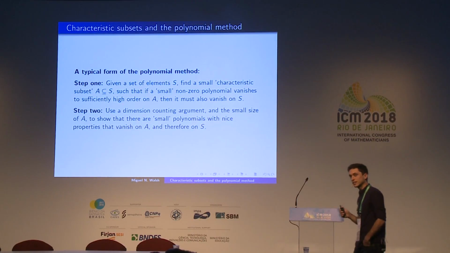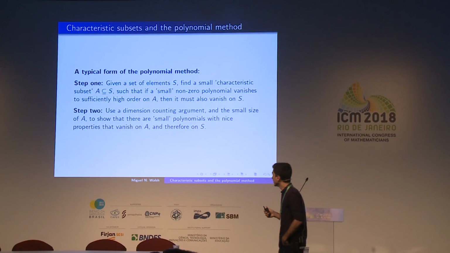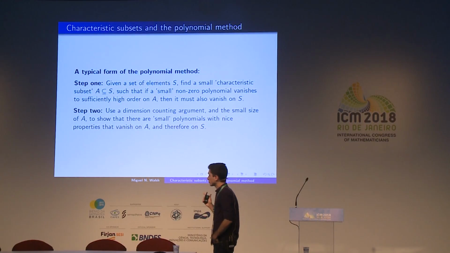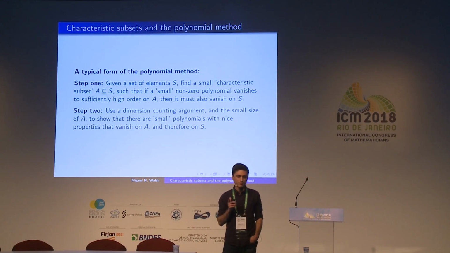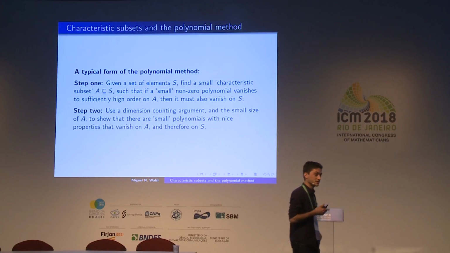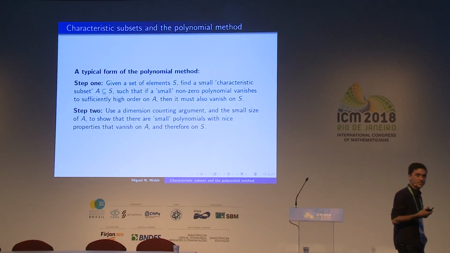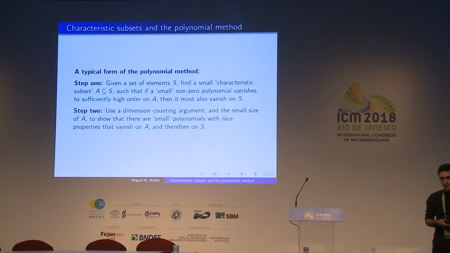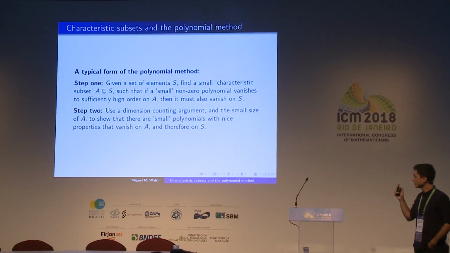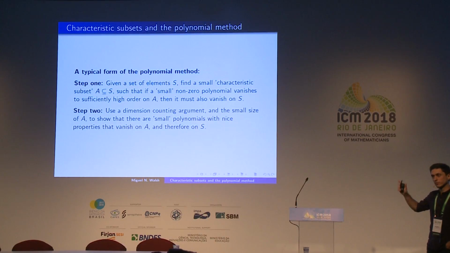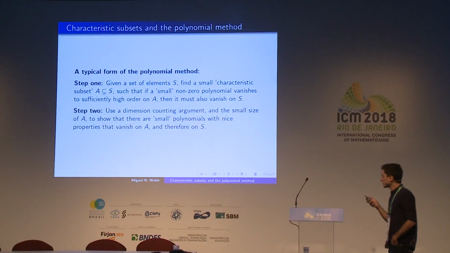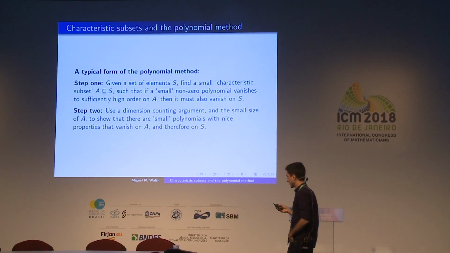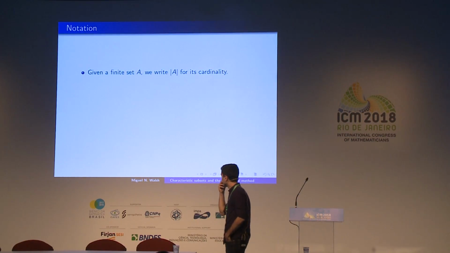So step one, locate a characteristic subset that controls the whole set. Step two, use some sort of dimension counting argument to find a polynomial that vanishes on the smaller set. Since the set A is a smaller subset, it should be easier to find polynomials with nice properties that vanish on the small set and therefore on the bigger set. I will tell you soon what I mean exactly by a dimension counting argument, but first, some simple notation that I will use throughout the talk.